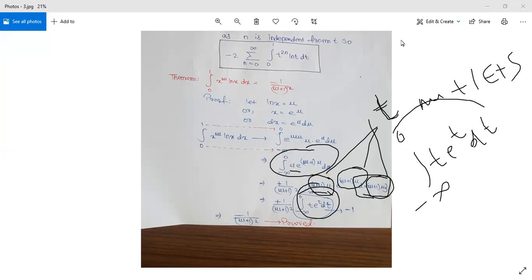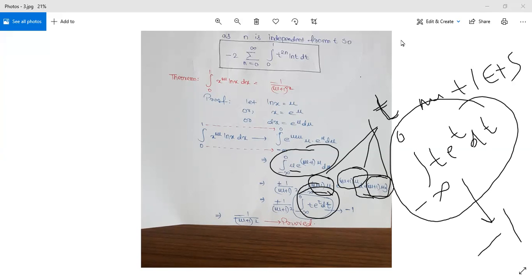Now, when you solve this by parts, you're going to get the answer -1. It is a very easy thing to show. You just need to solve this integration by the integration by parts method. You will eventually get the answer -1.